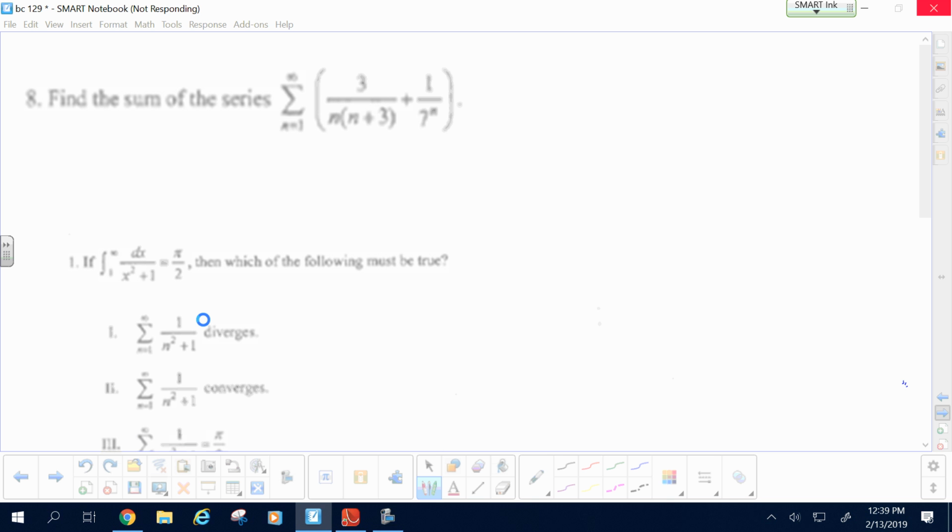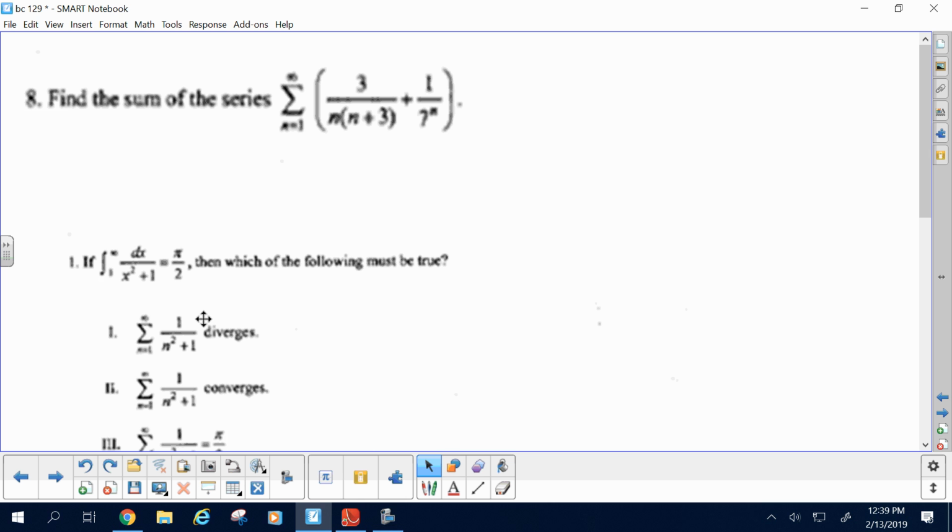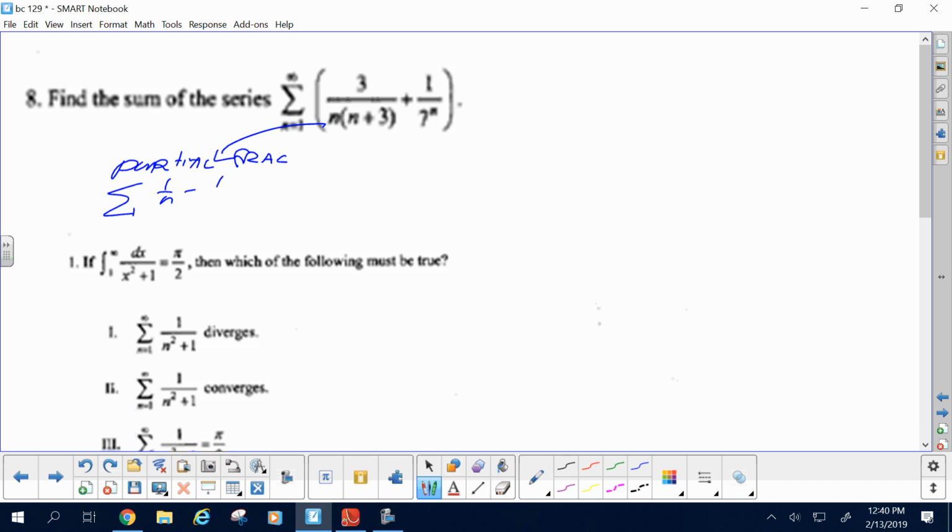Uh-oh, locked up. Seven, did you get C? All right, so seven was C. Eight. Certainly you had to break this into two totally different things. This is partial fractions. That becomes something like 1/n minus 1/(n plus 3).